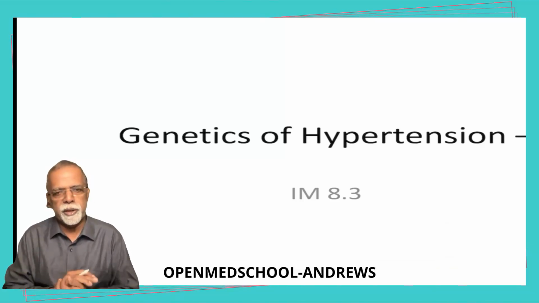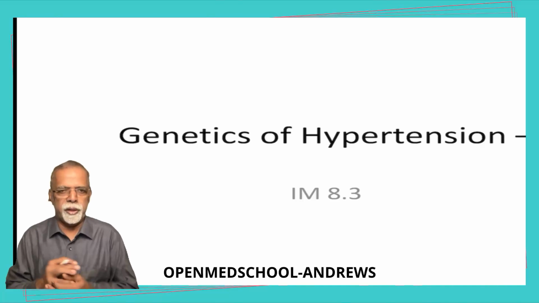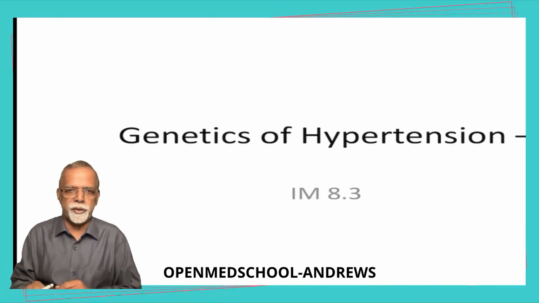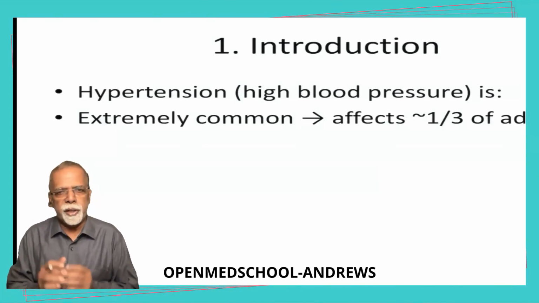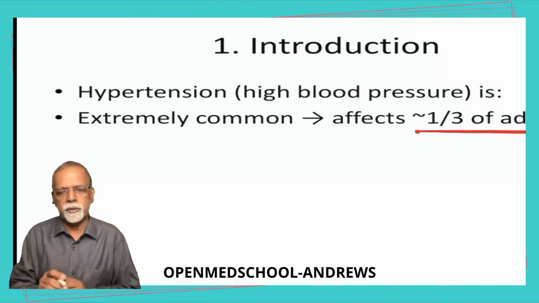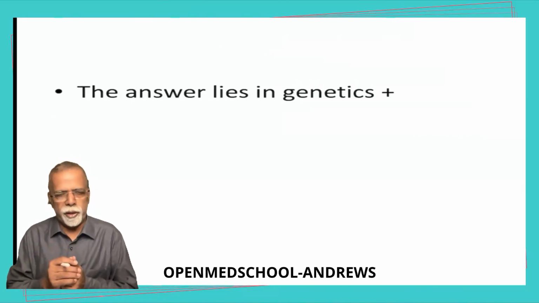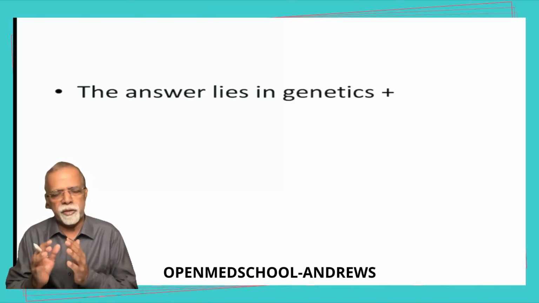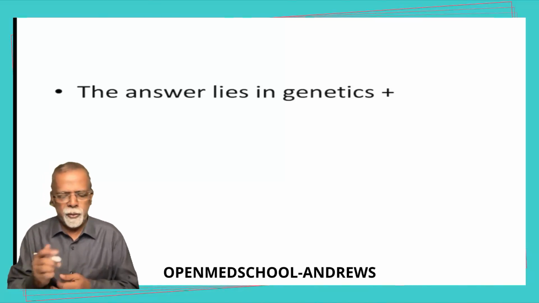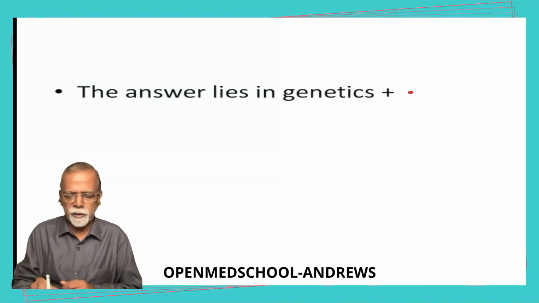Today I'll be discussing Indian Medicine Competency 8.3, Genetics of Hypertension. Hypertension affects approximately one third of adults and is extremely common. And what is the reason some people are affected and some are not affected by hypertension? The answer lies in genetics plus environment.